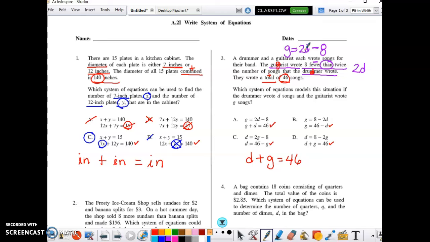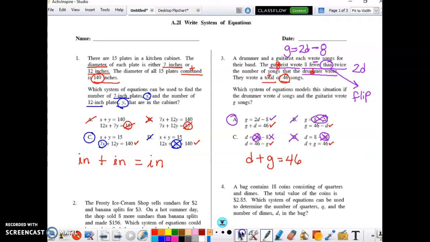Okay, so let's look for that answer. G equals 2D minus 8, correct. D equals 2G minus 8, no, because the D is first and the G is with the 2, and that's not correct. Okay, and then right here it says G equals 8 minus 2D. You see how they tricked you? If you would have written 8 first and then the minus 2D, that's not correct. Okay, and then D equals, again, the 2 doesn't go with the G, so that's incorrect. Okay, so the answer is A. So again, when you see the word than, you're going to flip. Okay, flip the numbers around.